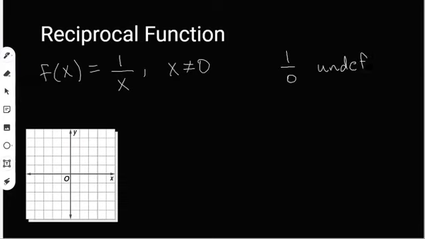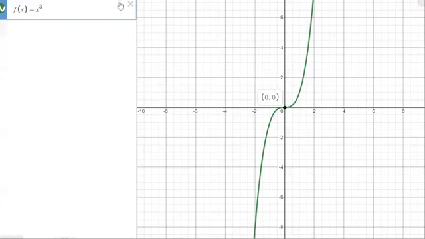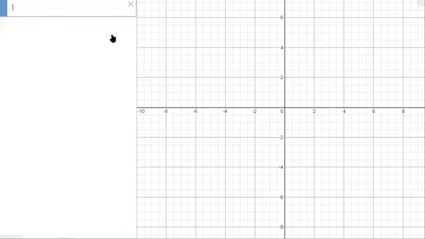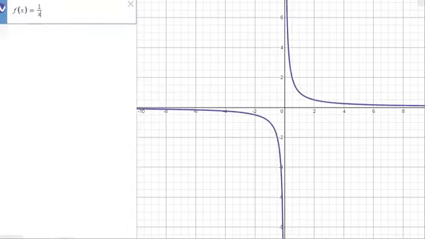So x can't be 0, but it can be any other number, right? As long as it's real. Here's what the reciprocal function looks like. And before I put it on this screen, I want to put it on Desmos. So let's take a look at that. Okay, f of x equals 1 divided by x. And here I get this purple graph.